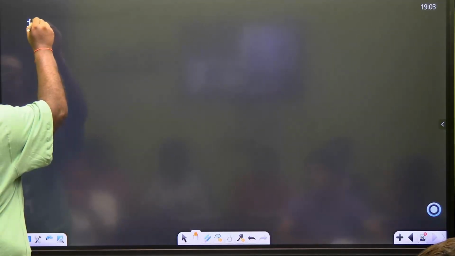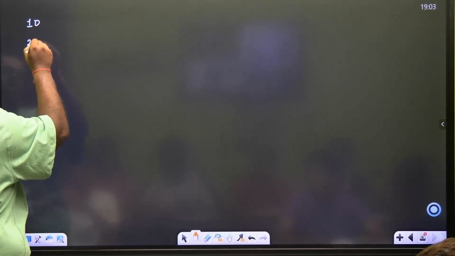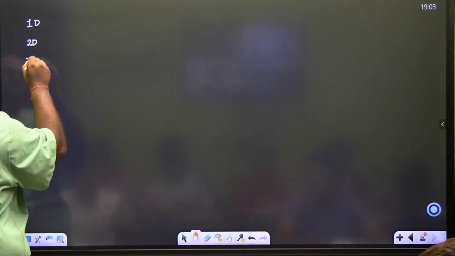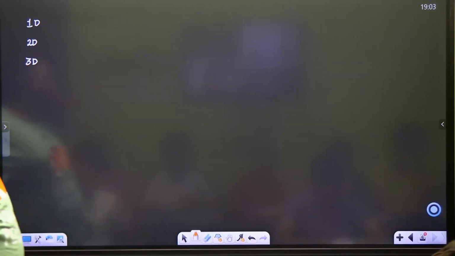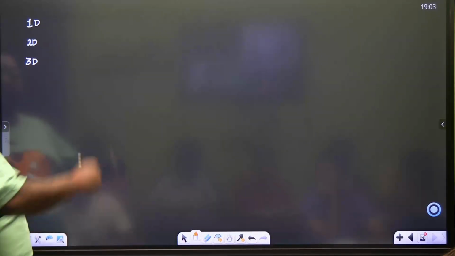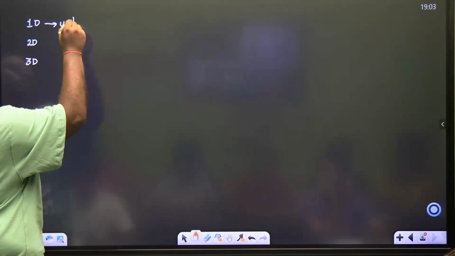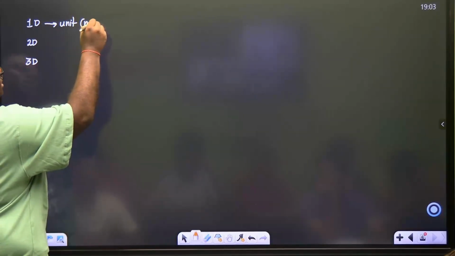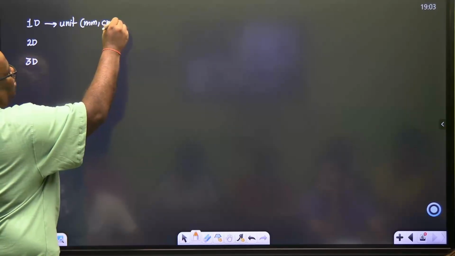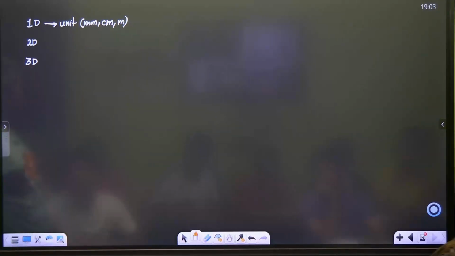So there is a concept called 1D, there is a concept called 2D, and there is a concept called 3D. When you are dealing with 1D, you are dealing with only one measurement. In such problems, your answer will come only in unit. Unit means your answer can be in mm, cm, or m. Have you understood? Examples of 1D are length, perimeter.